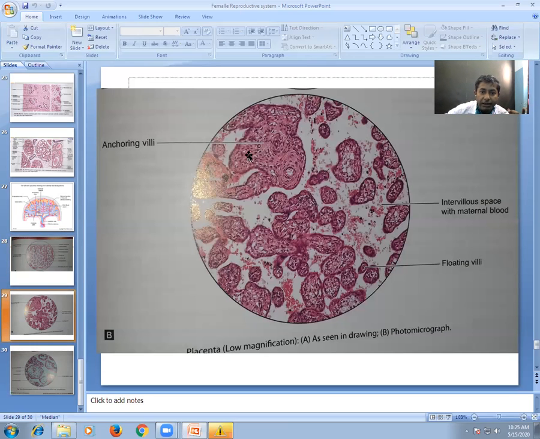That maternal blood is present in the intervillous space. You can see here, these are the anchoring villi. We have the same slide, this is the histological picture. This is the anchoring villi, and these are the floating villi, and in between these villi you will get the intervillous space, which consists of maternal blood.